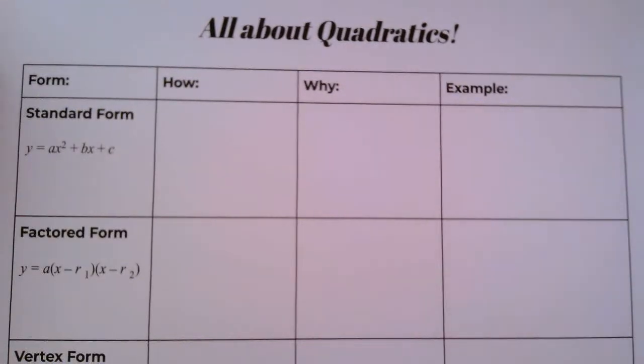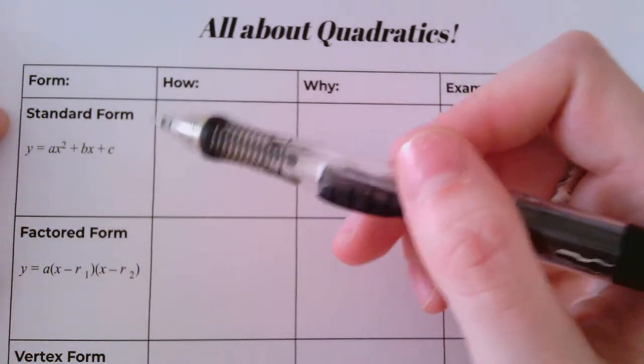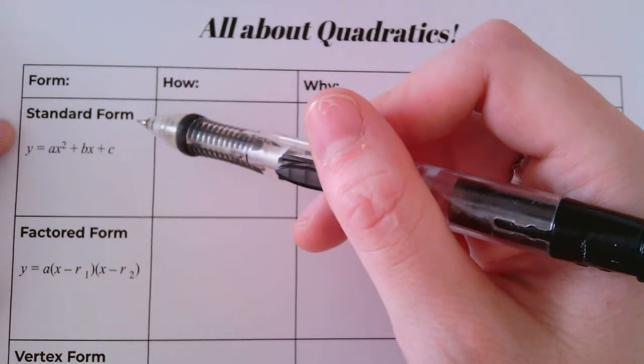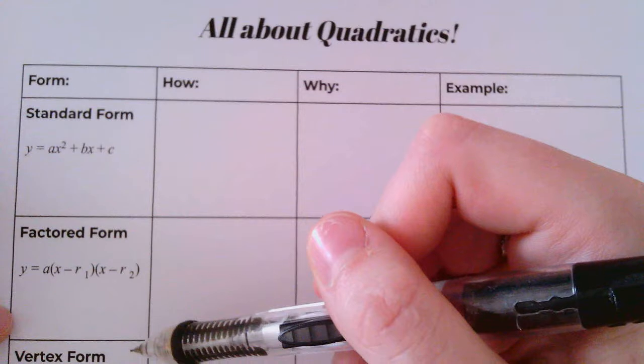Hey guys, so in this video I'm going to take you through a quick, brief review of the forms that we've learned about quadratics and why we care about knowing them, what important information they give us. And we'll just go one at a time. So the three main forms that we've learned are standard form, factored form, and vertex form.